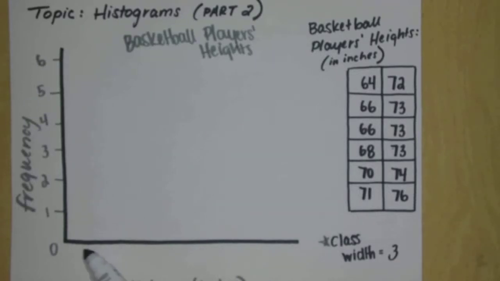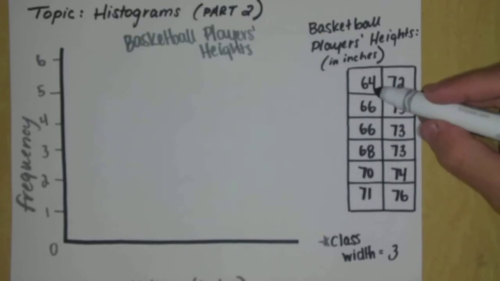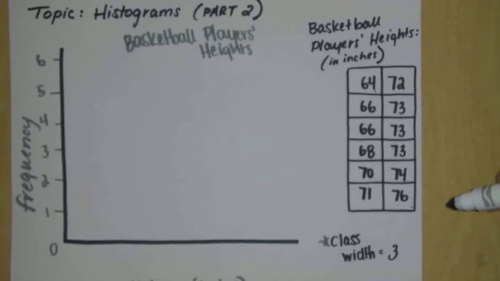When you start to make your classes, you don't have to start at 0, because I would have tons of classes. Just like the rule of thumb for frequency, there's a general rule of thumb when making your classes: you should always have about 4 to 6 classes. That's how a lot of these class widths get determined. So this was predetermined for you, meaning I need a class width of 3. This information is organized, which is really helpful: 64 is my lowest value, 76 my highest. So I need to span from 64 to 76.